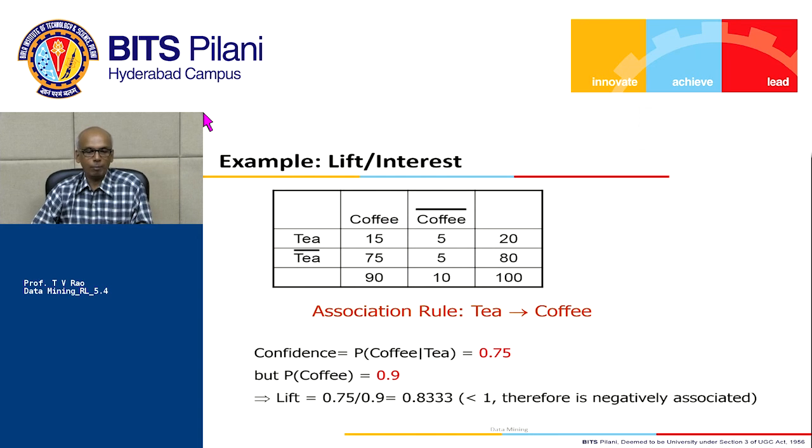So now we take the same problem of people who have a liking for coffee and tea, etc. We are getting a confidence of 0.75, but the probability of coffee is 0.9. So we are getting a lift which is 0.8333. What this means is that there is a negative correlation between coffee and tea. So this explains that this rule is not good.